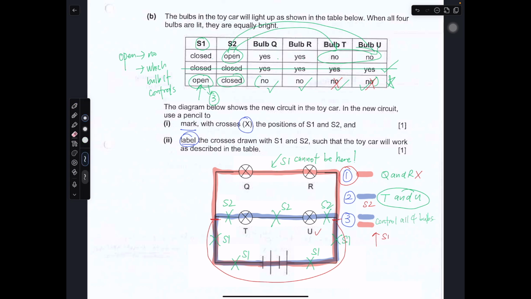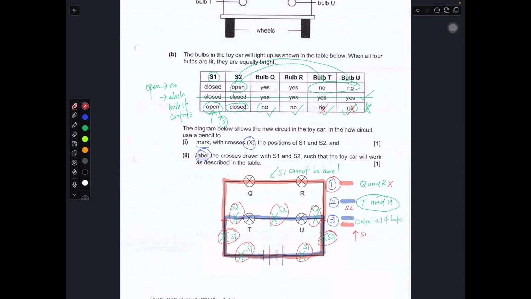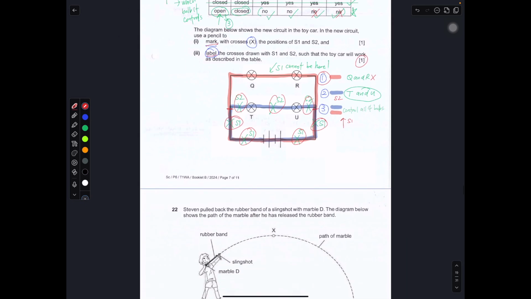Let me just re-highlight them. S1 can be here, here, here, and here. S2 can be here, here, or here. This will be the correct answer for this question. Mark the cross and label. If you mark the cross but you don't label, you don't get the other mark. So over here, let's move on to the other question.